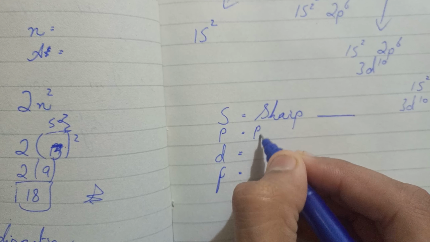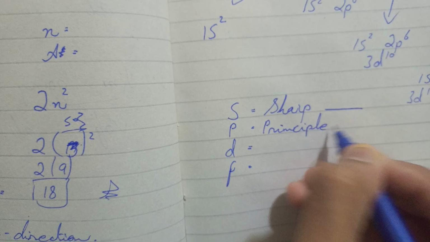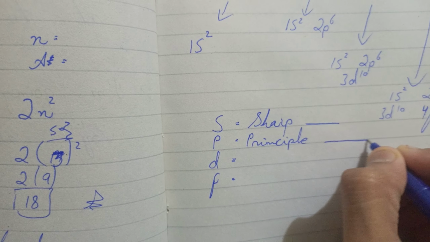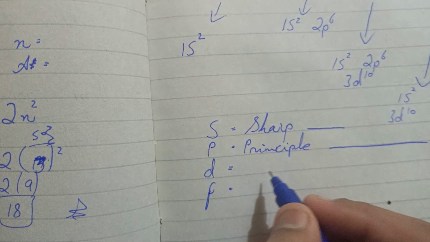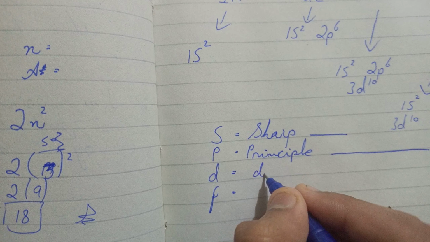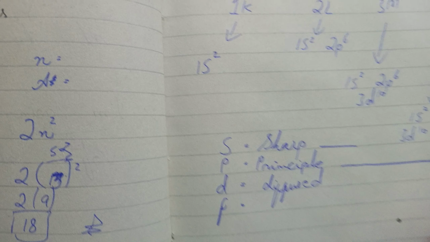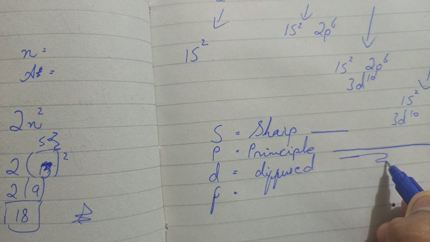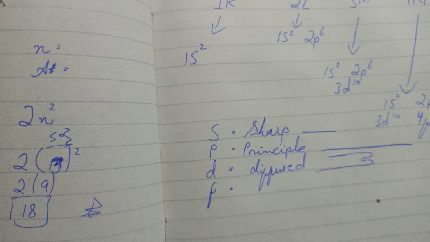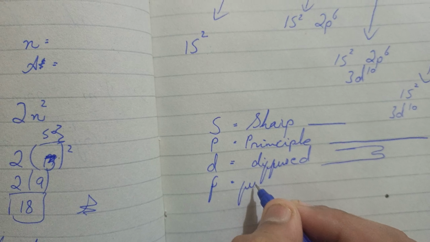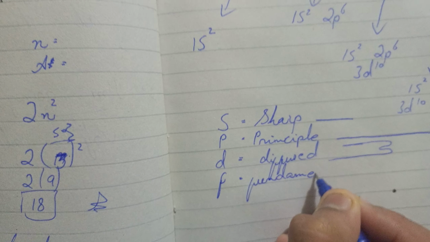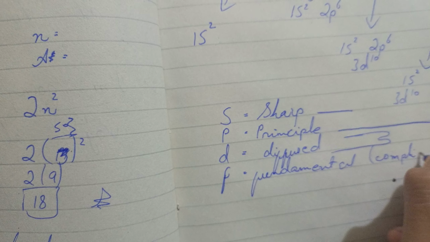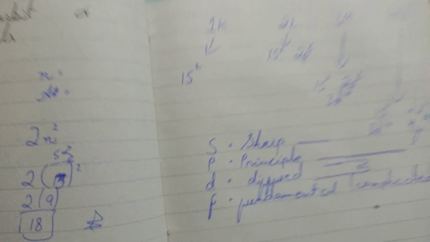P stands for principal. What is principal? It is basically a thick line, or a big line like this. Talking about D, D stands for diffuse, which has a somewhat complicated diagram like this, like an image going here, reflecting, then coming here. And F stands for fundamental. It is complicated because you cannot understand this diagram.